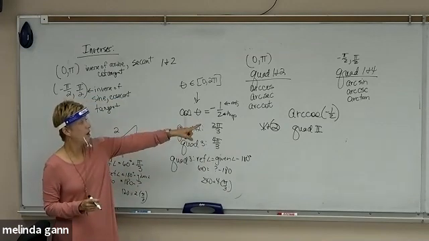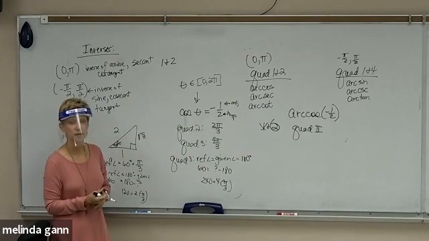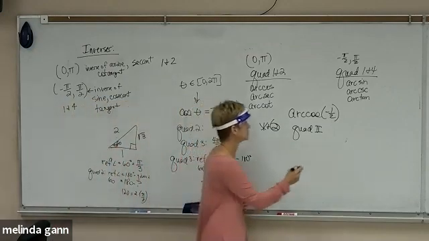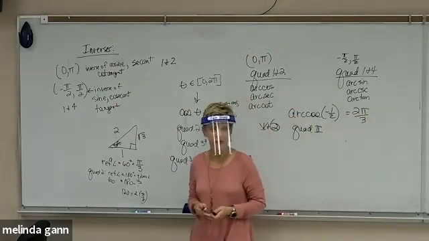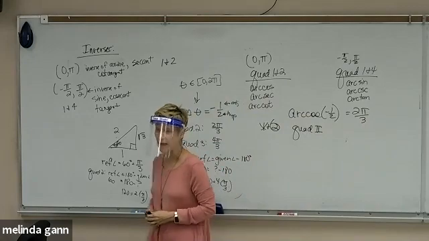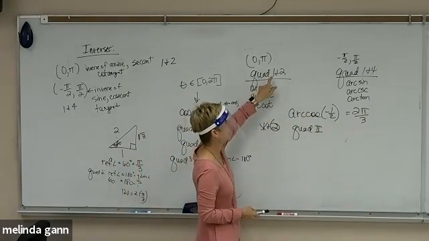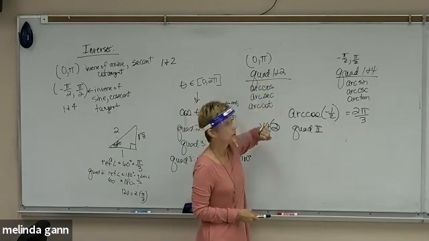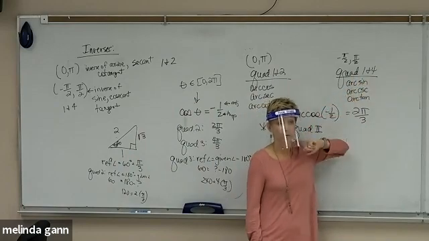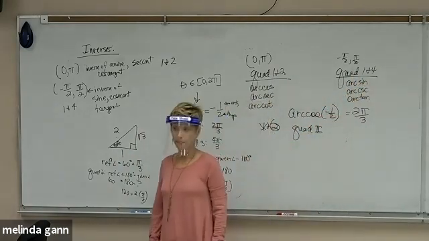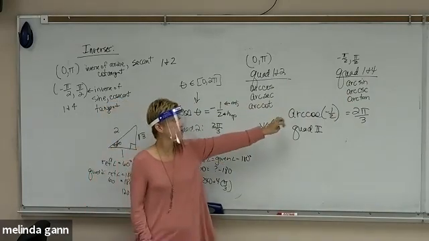What's the answer to the arc cosine of a negative 1/2? It is only what? 2 pi over 3. You can't give them the quadrant 3 answer because it's not defined in quadrant 3. Arc cosine is only defined in quadrants what? 1 and 2. Arc sine is only defined in quadrants what? 1 and 4. So it's the same question with a restriction.